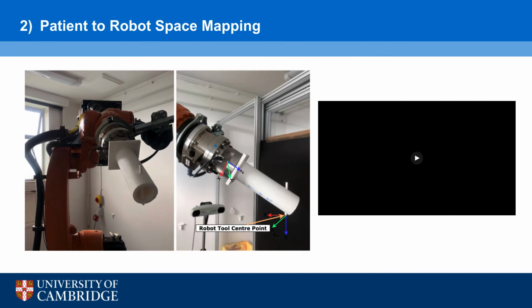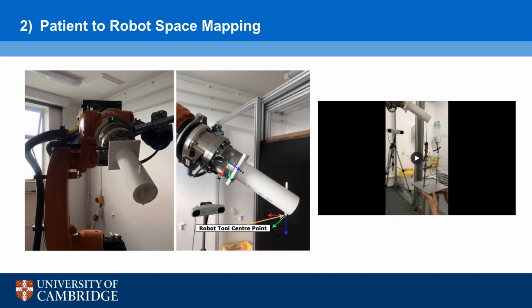Okay, so now we want to map the patient to the robot space. As we already have the probe that we use to find coordinates in the patient space, we have to get something that can give us the coordinates in the robot space. And we define a robot tool center point, which is just a physical point on the robot tool.